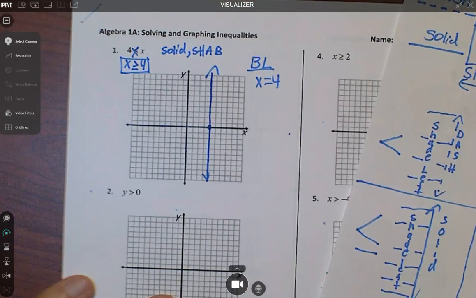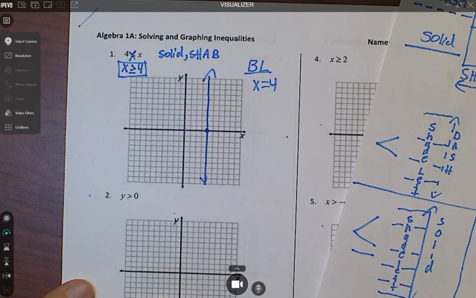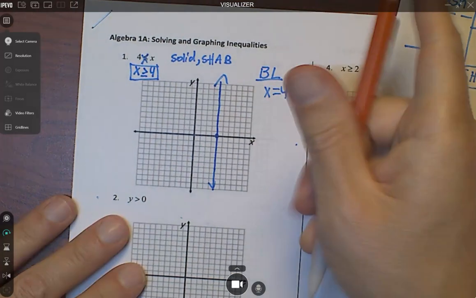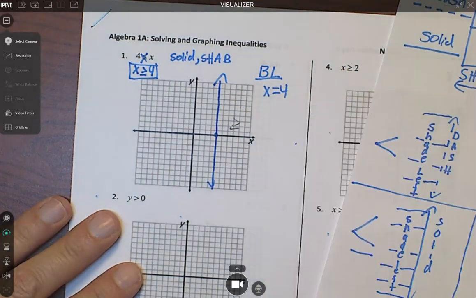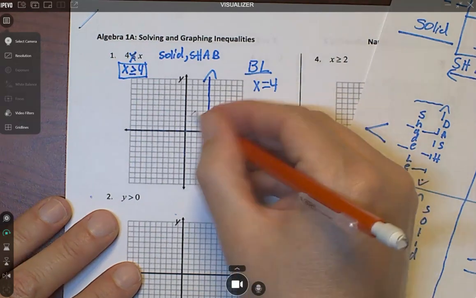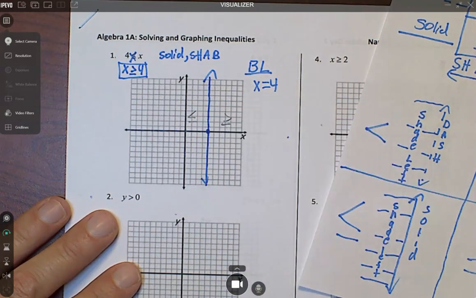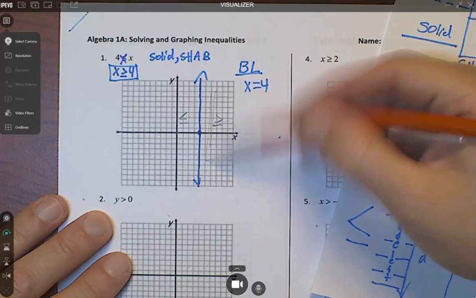So another teacher I saw makes them put like greater than or equal to over here, and this side's less than or equal to. So you want to shade in the region. This is why you shade right.